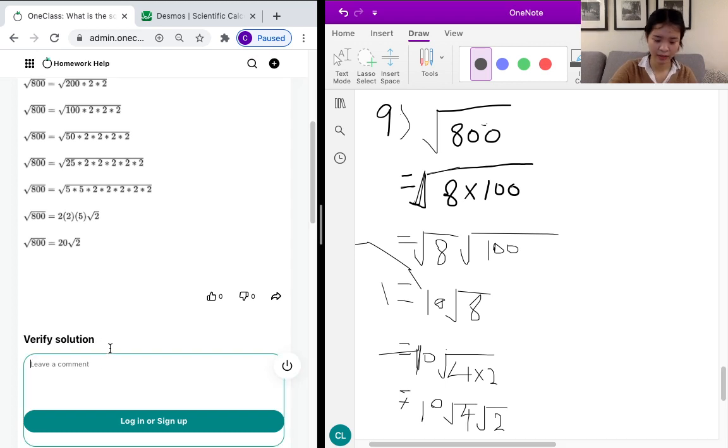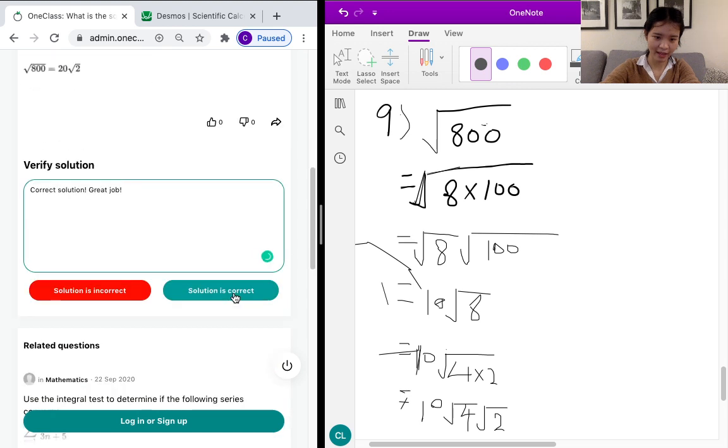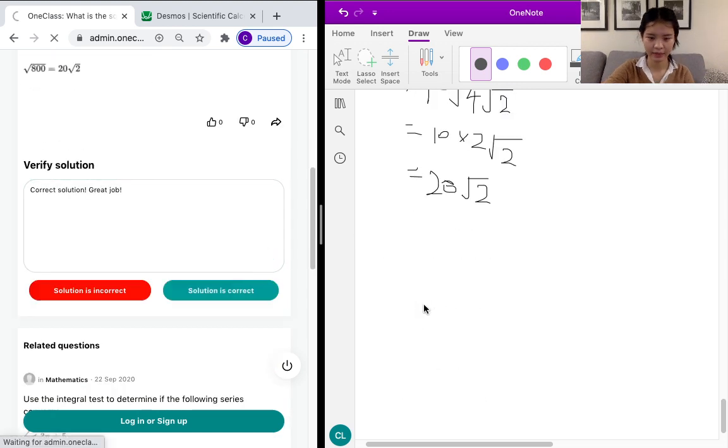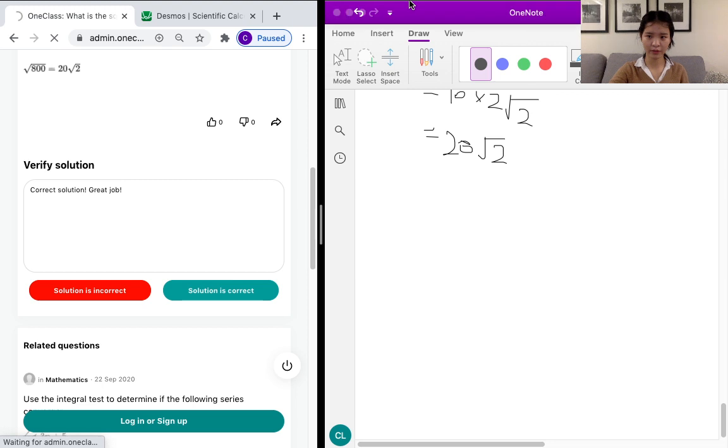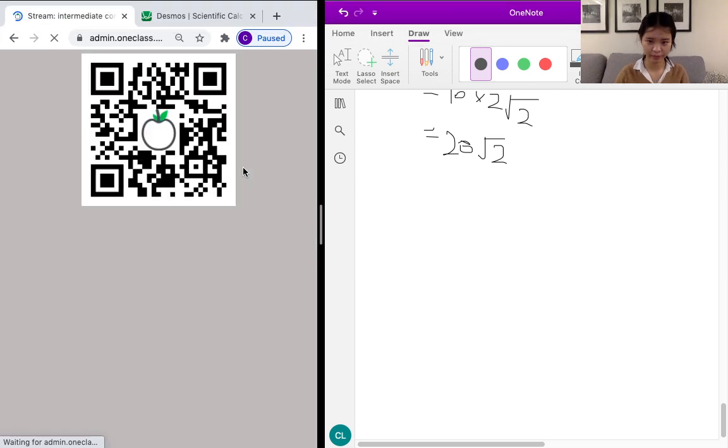Okay, let's just say correct solution. Great job. Yay, the solution is correct. Okay, now let's move on to our 10th problem over here.